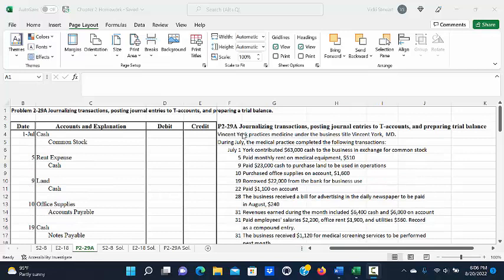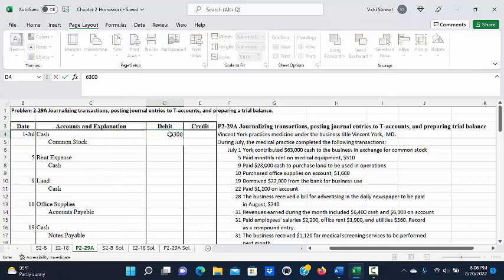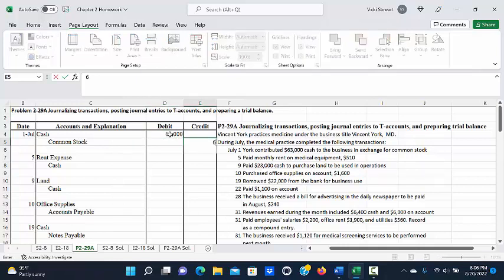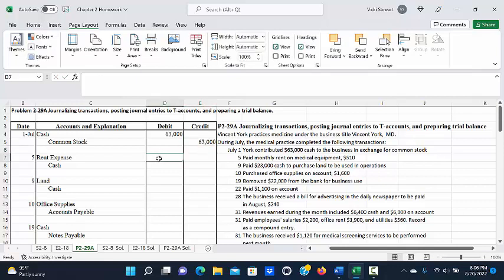So we will start out with analyzing the transactions to determine how to prepare the journal entries. On July 1st, York contributed $63,000 cash to the business in exchange for common stock. So we know that the business received $63,000 from York and issued him common stock. So we would debit cash and we would credit common stock.